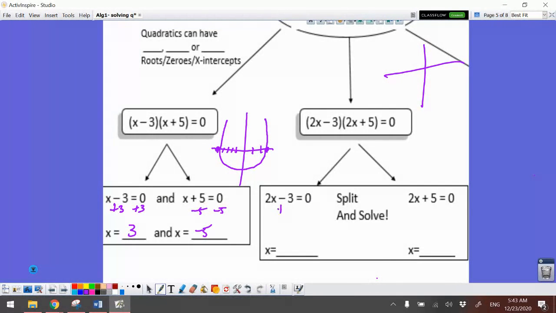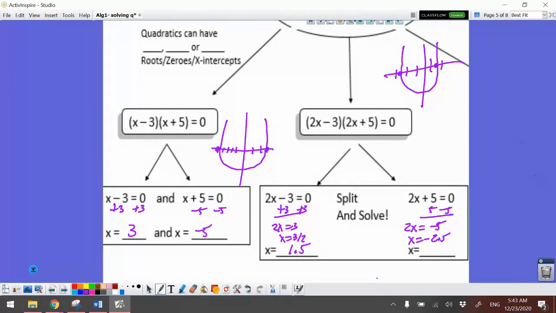Okay, this one, if I add my 3, 2x equals 3. X is going to equal 3 over 2, which is 1.5. And this one, I subtract my 5. So 2x equals negative 5. X is going to equal negative 2.5. So negative 2.5 is between 2 and 3, and 1.5 is between 1 and 2. And again, it is a smile, okay?